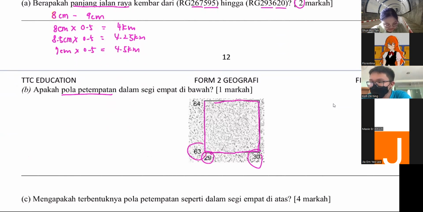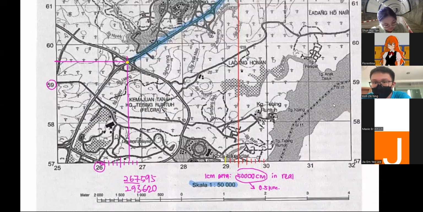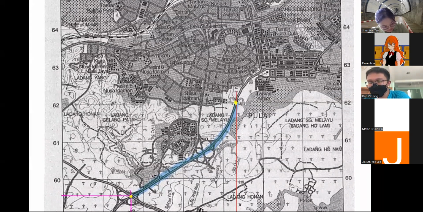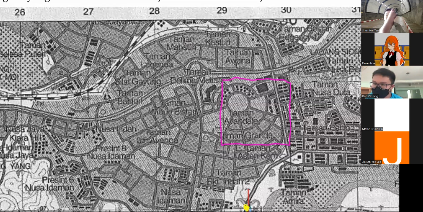29, 30, 63, 64. Let's go and find out where it is. 29, 30, 63, 64. Here. They ask you, what is the pola petempatan in this area? Where you see a lot of houses and then in the junction. What is this? Remember pola petempatan? Patterns of the arrangement?